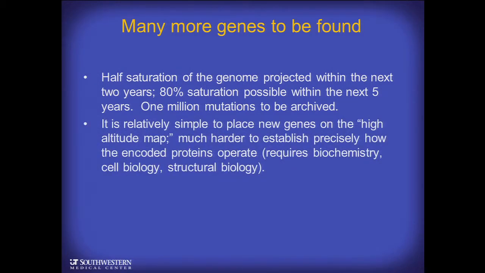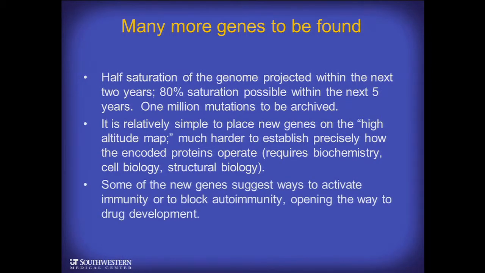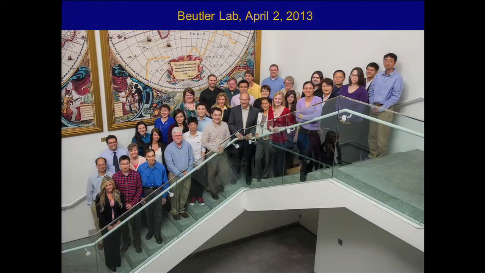It's relatively simple to place these proteins on a high-altitude map. It's rather harder to establish precisely how they work, and that requires tools of biochemistry, cell biology, and structural biology, and a lot of strength has been built in that area as well. Some of the new genes encouragingly suggest ways that one might activate immunity, for example, for the purpose of making much more effective vaccines. Others suggest ways that one might dampen immunity for the treatment of autoimmune disease, for example, and these findings in many cases open the way to drug development.